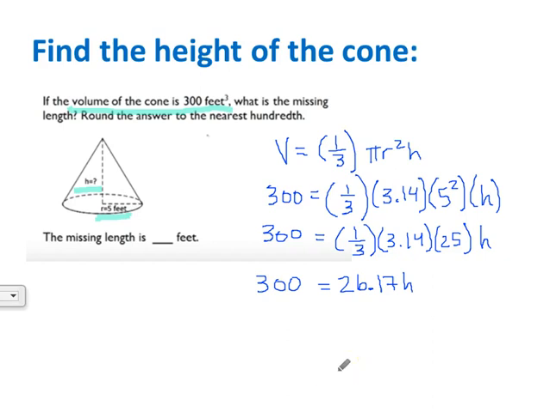So we need to solve for h. H is being multiplied by 26.17, so I'm going to divide each side by 26.17 so that I can get h all alone. And when I do that, 300 divided by 26.17, I'm going to round to 2 decimal places again. I get 11.46 equals the height. And then I need to use my units. So height is represented by just feet here. And then we're done. We found just the height.